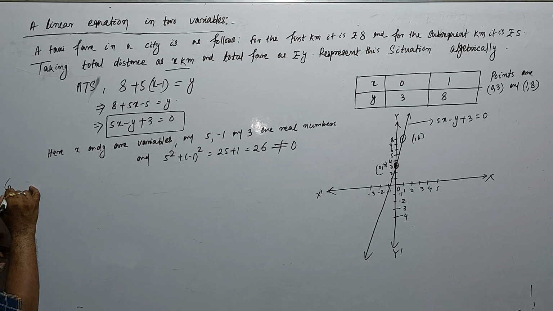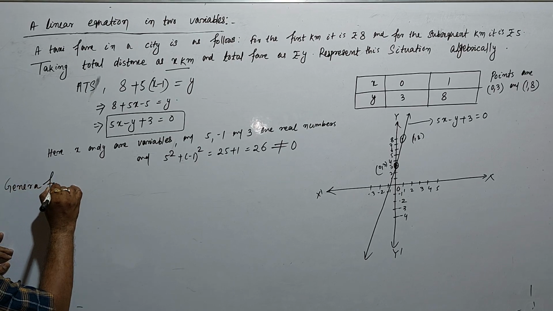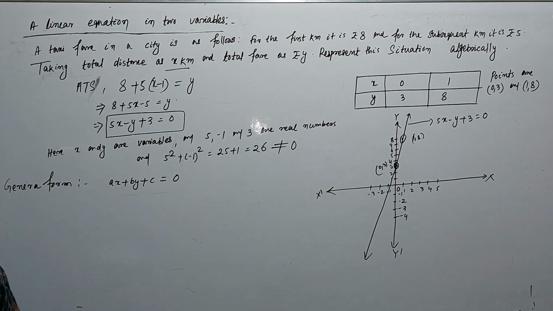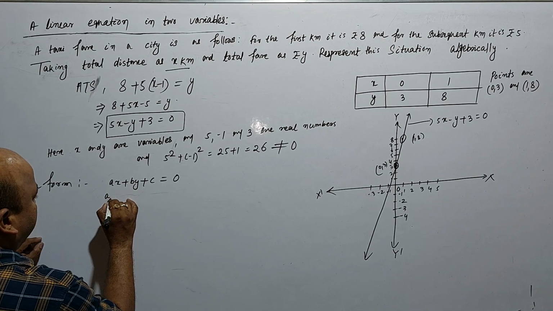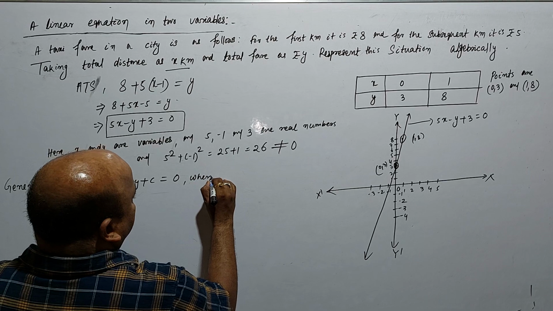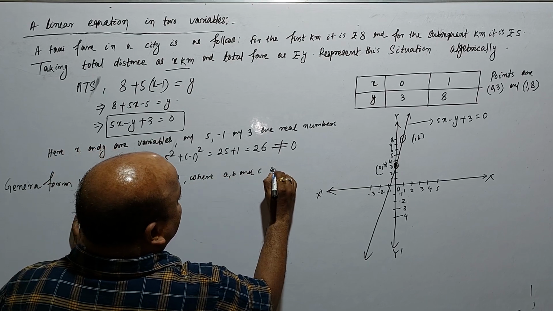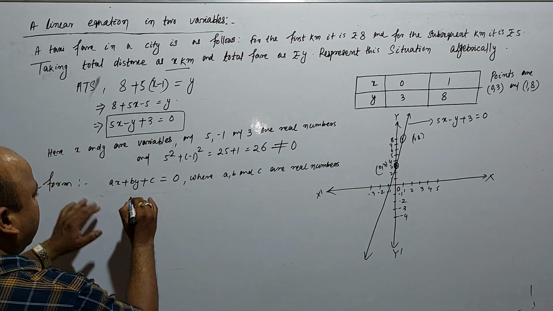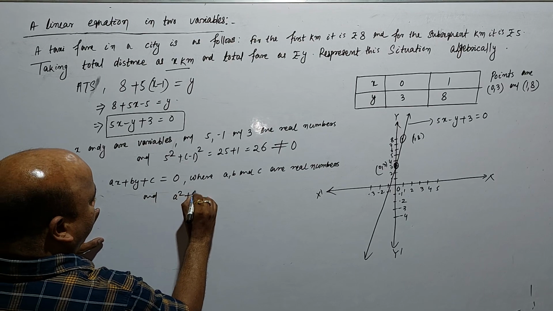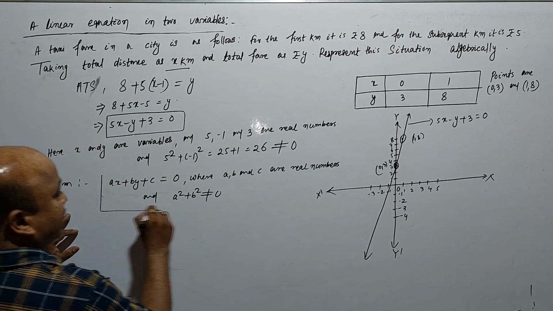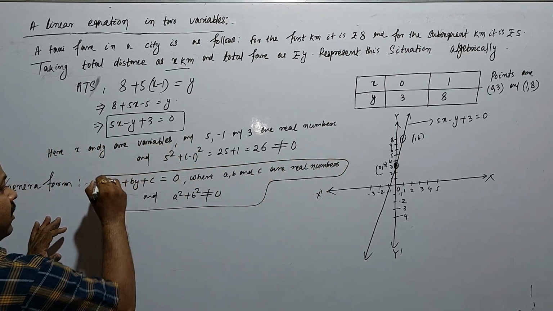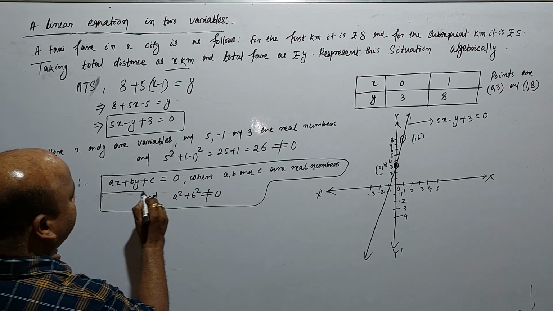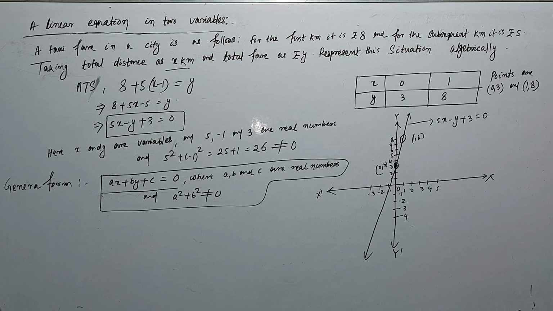So what is the general form? Means standard form. The general form of this equation is ax plus by plus c equal to 0, where a, b and c are real numbers, students, and a square plus b square is never equal to 0. So these are the conditions. a, b, c are real numbers, a square plus b square is not equal to 0. And the standard form of the linear equation is ax plus by plus c equal to 0.